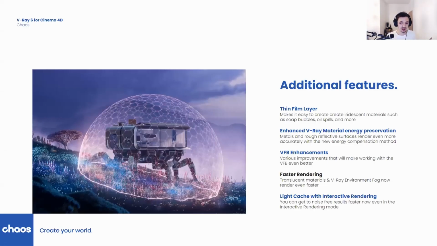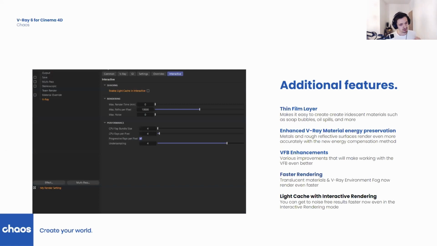Then we've got some improvements to render times. Translucent materials and V-Ray environment fog will now render even faster than they did before. And then by somewhat popular demand, I might say, because we listen to our users, we are also introducing a light cache that works with interactive rendering. So you can get to noise-free results faster now, even in the interactive rendering mode. And also you can get that lighting to match between the interactive render and the production render.